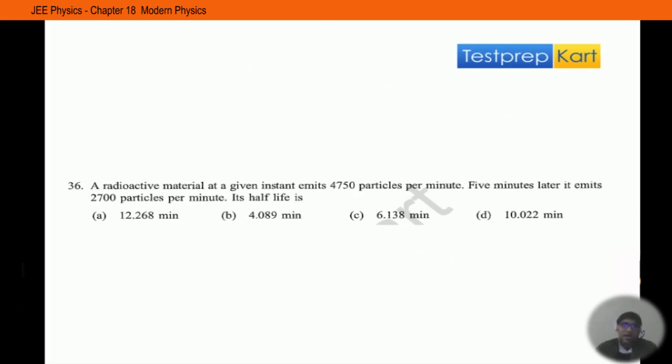The next question is, a radioactive material at a given instant emits 4750 particles per minute. 5 minutes later, it emits 2700 particles per minute. So we need its half-life. We can write the decay equation, that is R equals R naught into e to the power minus lambda t. Now from here we can write e to the power lambda t is equal to R naught upon R.